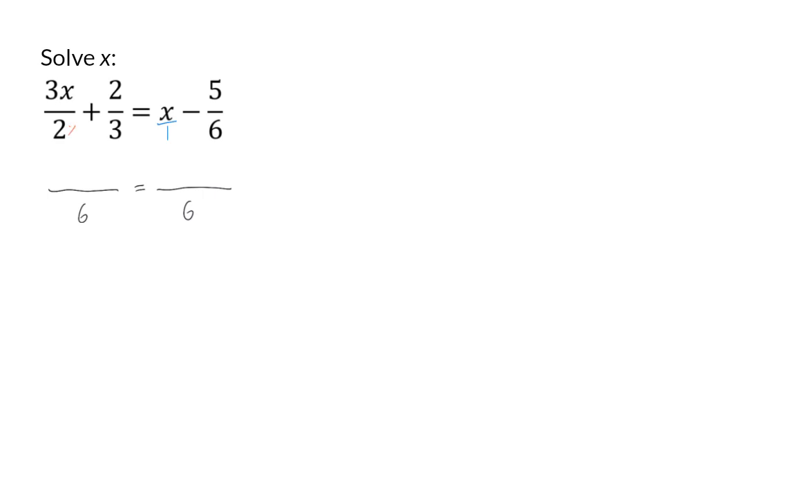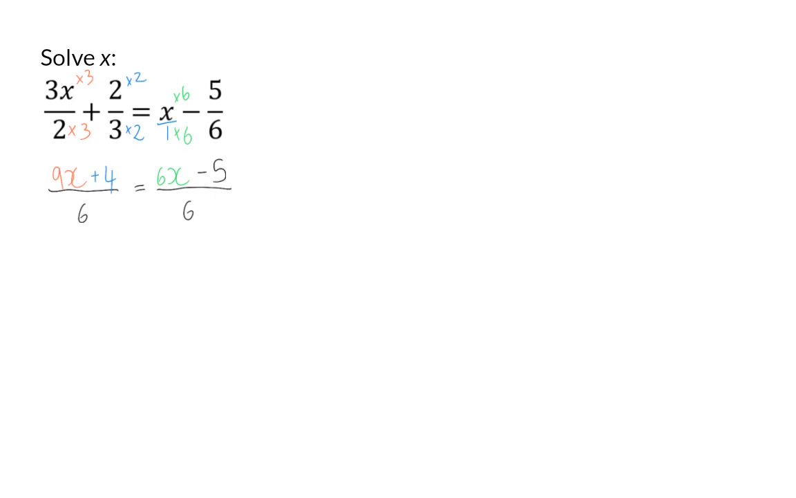So the first fraction needs to be multiplied by 3 in the denominator, and when we repeat that in the numerator, we get 9x. The second denominator has to be multiplied by 2, and repeating that at the top, we will get plus 4. On the right-hand side, the first fraction's denominator has to be multiplied by 6, and multiplying the numerator by 6 will give me 6x. The last fraction is already on 6, so that will stay minus 5 in the numerator.